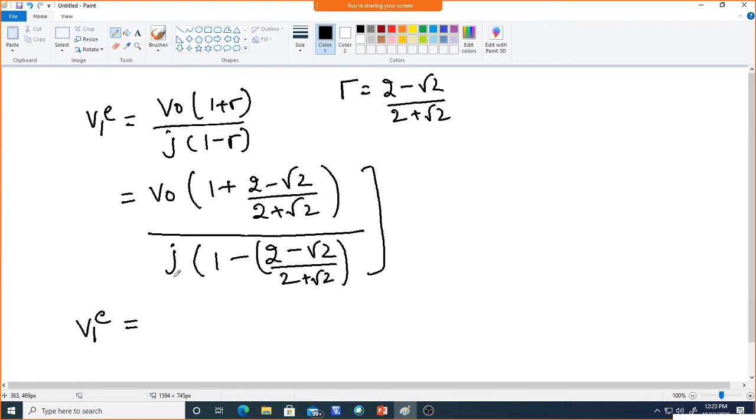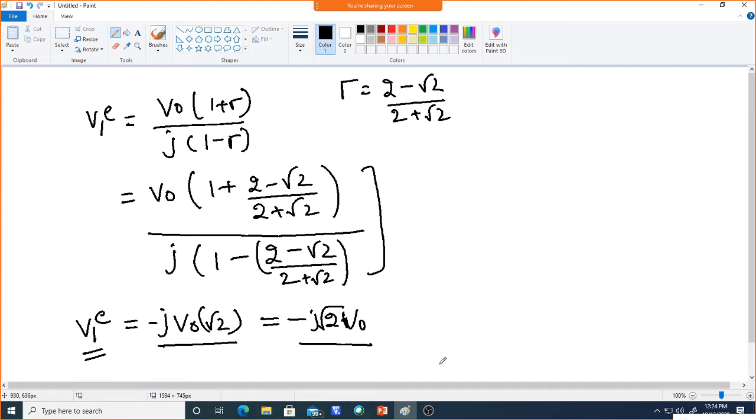V1E, after calculation, is equal to minus J into V0 into root 2. After simplification, this is the value: minus J root 2 into V0. This is V1E in terms of V0, and we have also calculated V2E. So these are the two voltages.